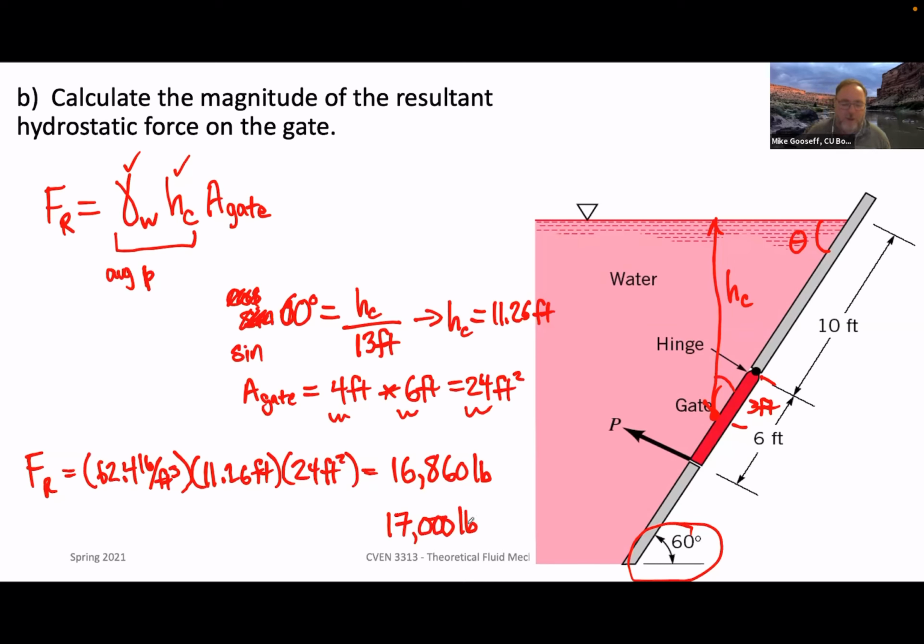Okay, now part C is to determine the distance where FR acts. Remember, we said it's going to be below the centroid. And so the question is, we've figured out FR. What is Y sub R? Some length to get down to that point. So I'm going to do that on the next slide.